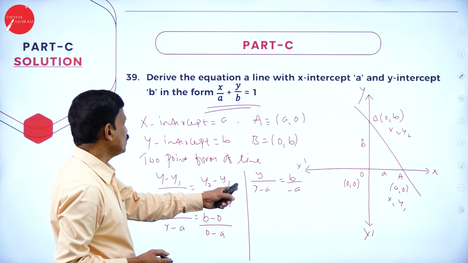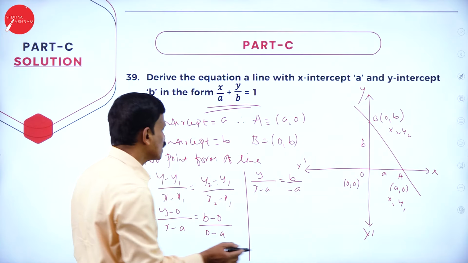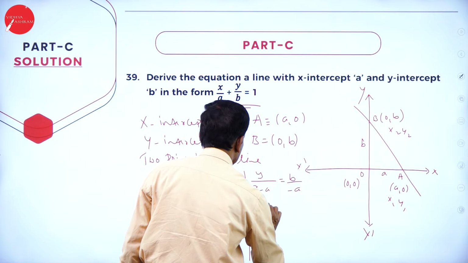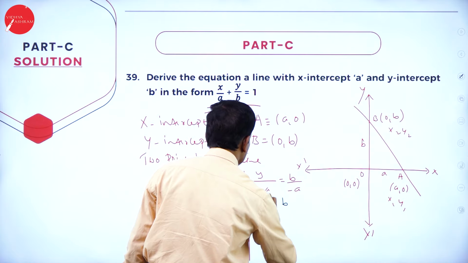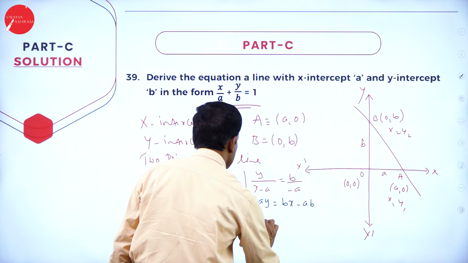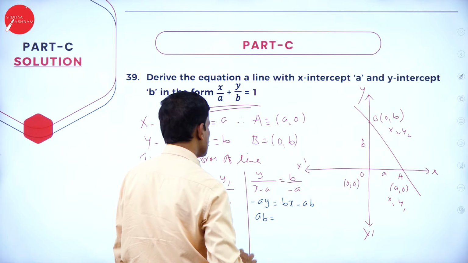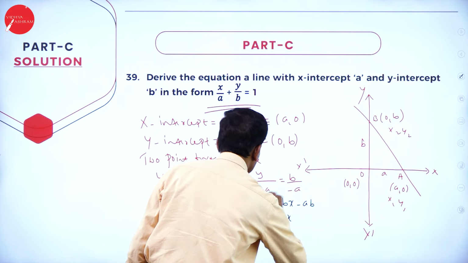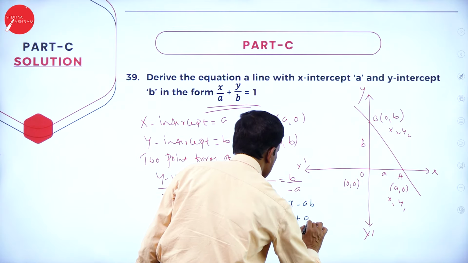So, what we will get? y by x minus a is equal to b by minus a. Cross multiply. So, you will get minus ay is equal to b into x, that is bx minus ab. Interchange. Transfer minus ab to the left-hand side, it becomes plus ab. And this is bx, and minus ay becomes plus ay.